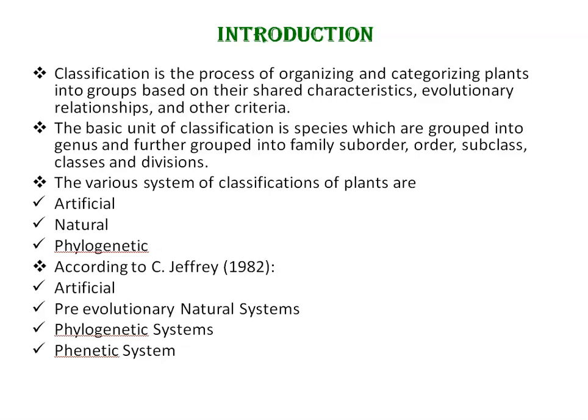Then C. Jeffrey in 1982 presented that the system of classification can be divided into four main types: artificial, pre-evolutionary natural systems, phylogenetic systems, and phenetic system. Artificial system was habit-based classification, and in the pre-evolutionary natural system, overall similarity between plants was much more natural. For example, Bentham and Hooker and APG Kendall classification.